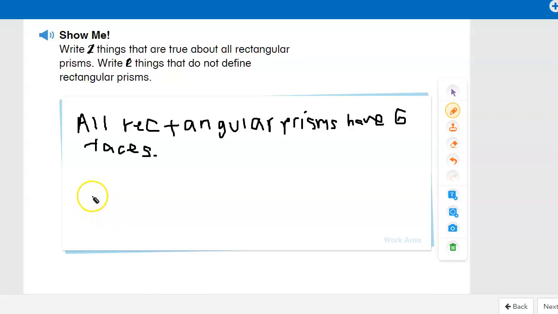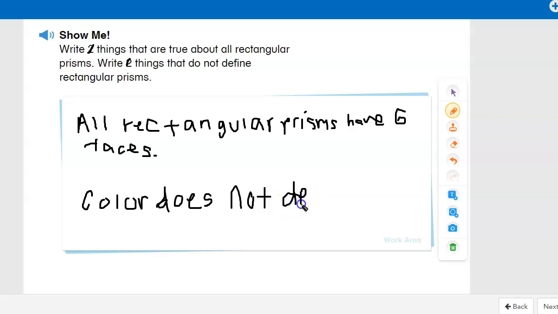So we could say color does, again, I'm so sorry it's not as pretty, it's just hard to write with my finger, does not, and we are going to say define. So color does not define, which means color does not make it a rectangular prism.